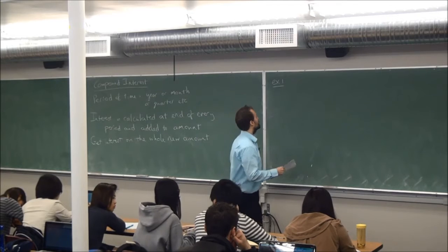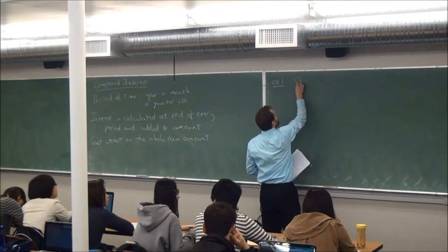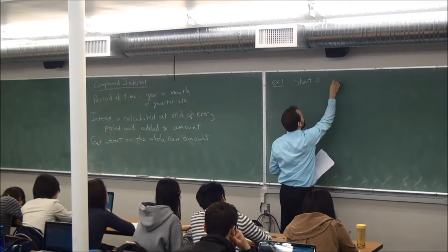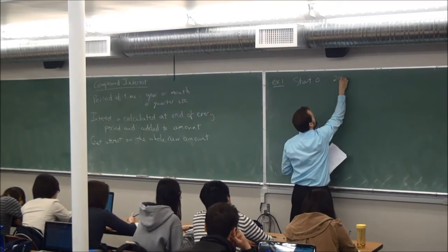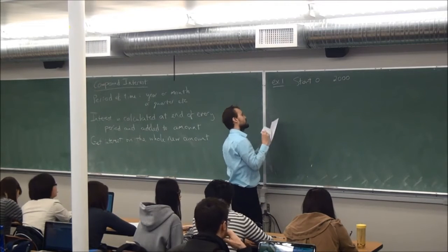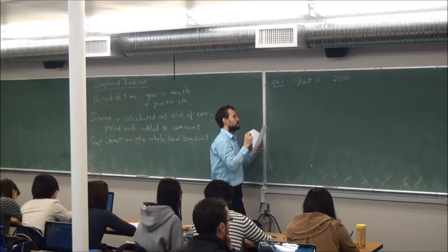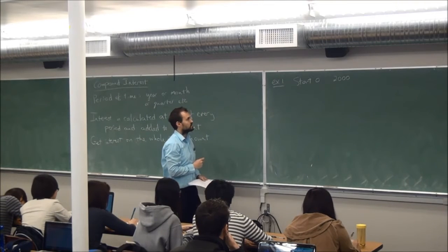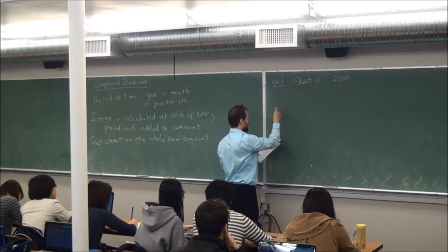But let's break it down first and look at the start. I call that position 0. My amount is just 2,000. I start with 2,000. Now I'm working in years. Eventually I want to know, what do I have at the end of 10 years? But let's do 1 year at a time.